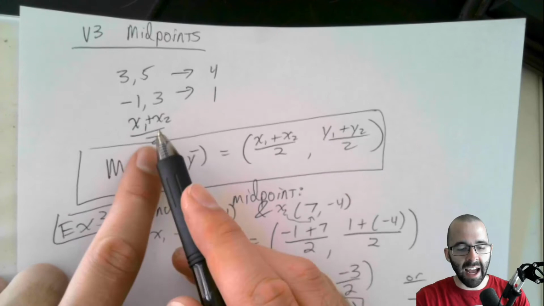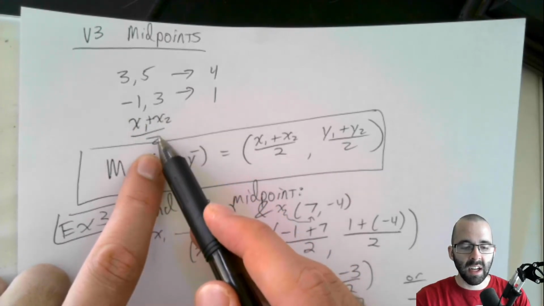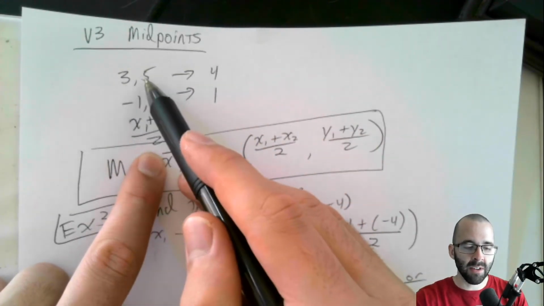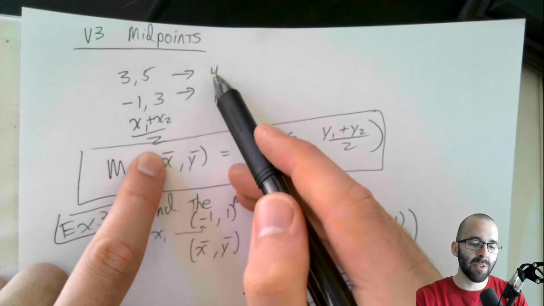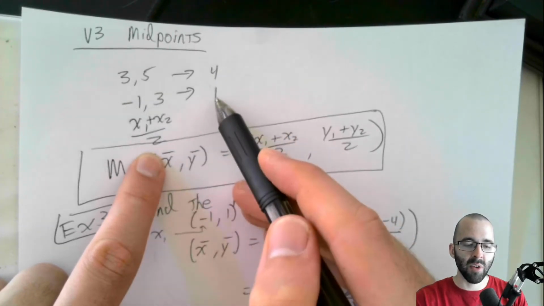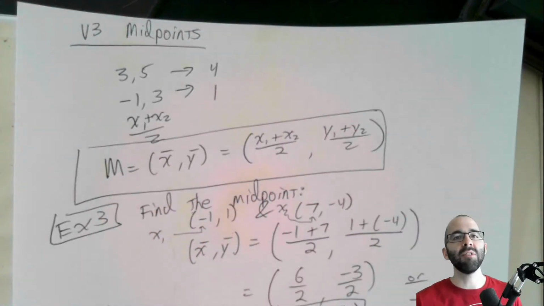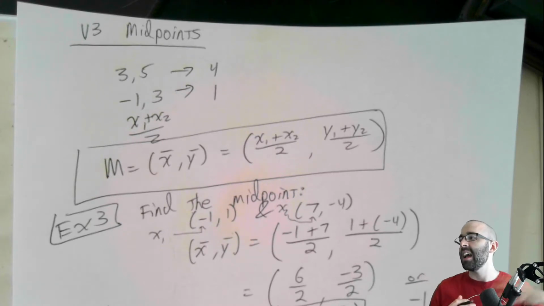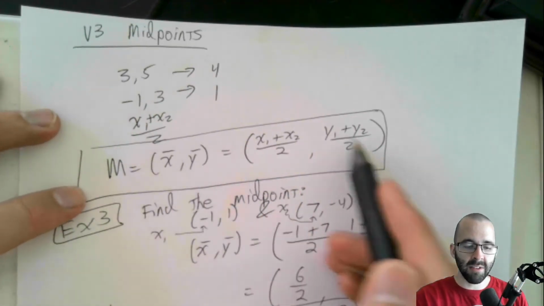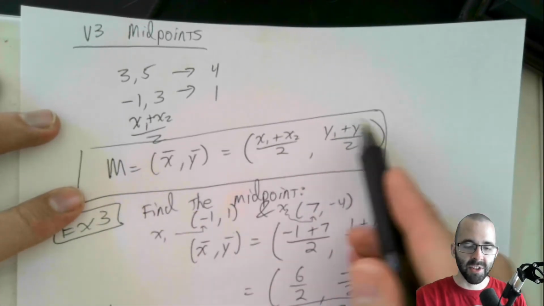That's what midpoints are. And the actual formula to find an average is to add the two things together and divide by 2. For example, if we add these two things together, we get 8. Divide by 2 is 4. Add these together, you get +2. Divide by 2 is 1. So to find the midpoint, we just have to find the averages of the x's and the averages of the y's. So we get this nice handy-dandy formula right here. Average the x's, average the y's.